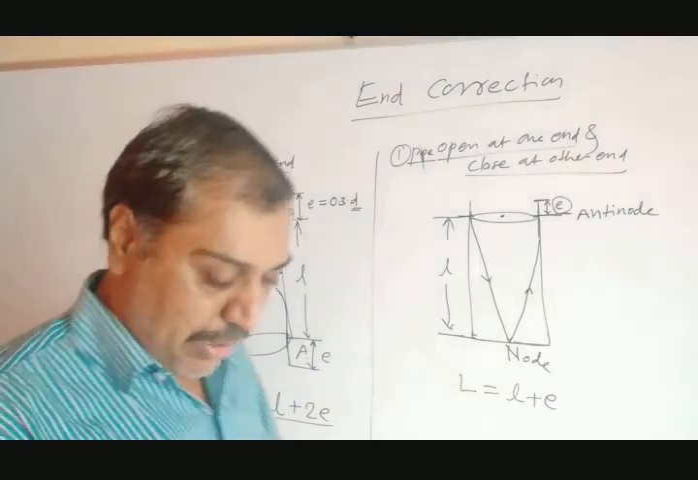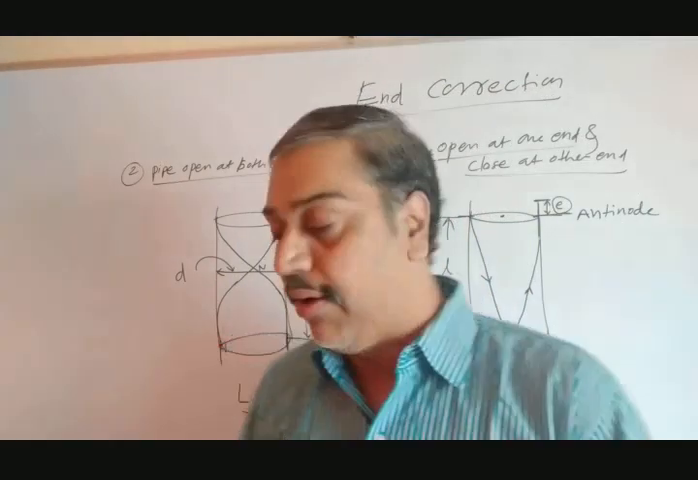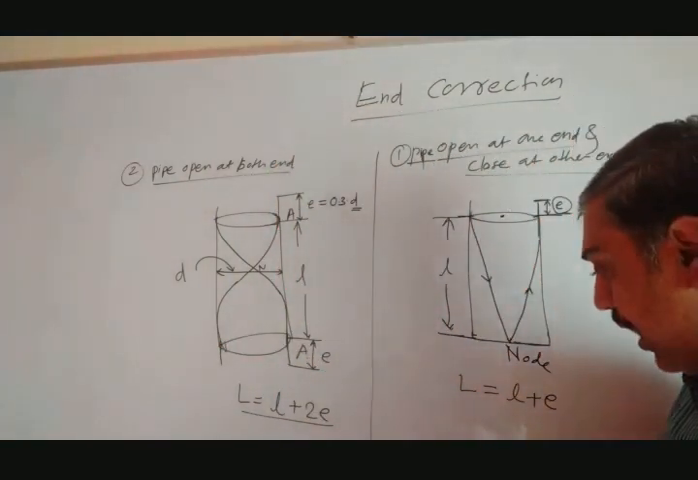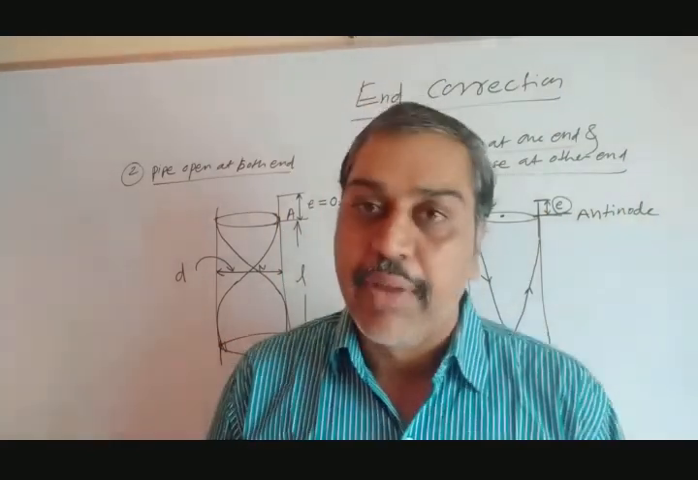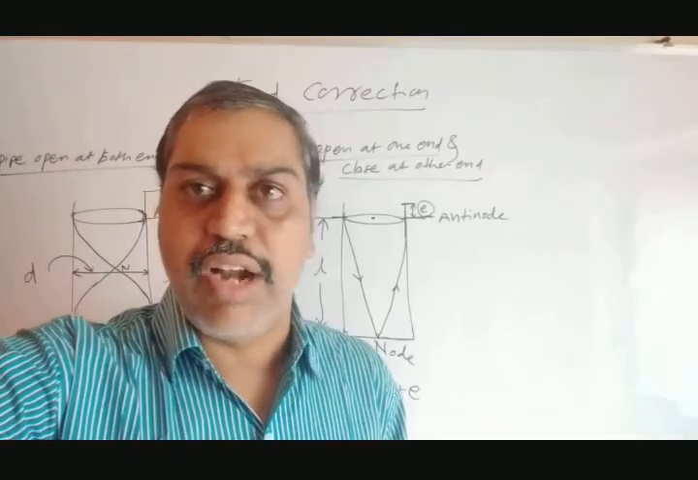So that is nothing but an end correction that we must take into account, and that we have already learned. It is L plus 2E for a pipe open at both ends, and L plus E for a pipe open at one end. So this is only the end correction we have seen. Now let's go further.